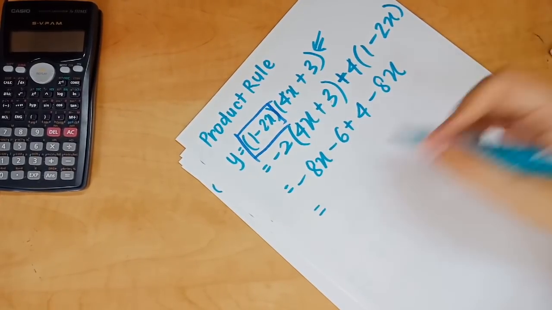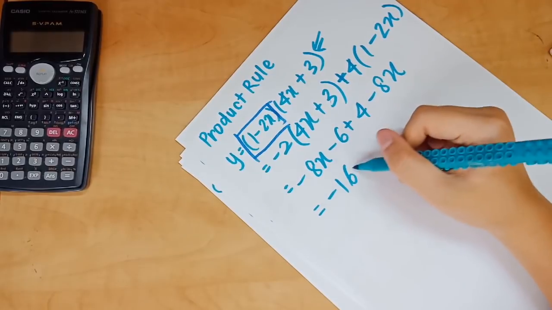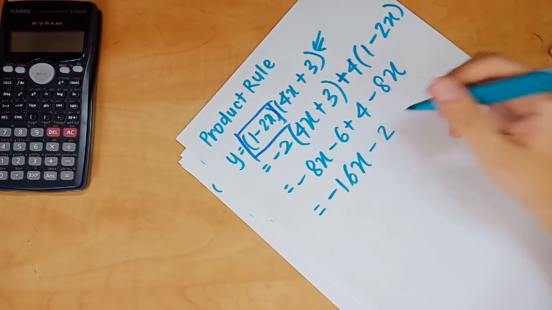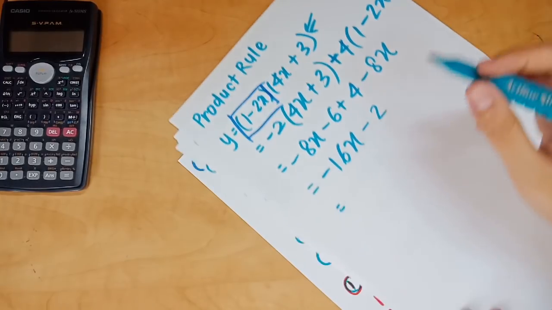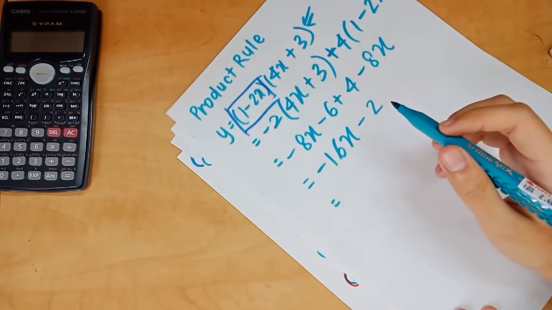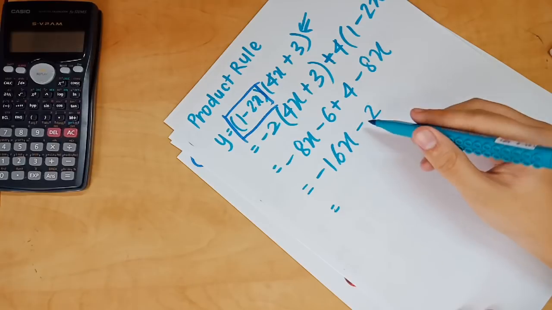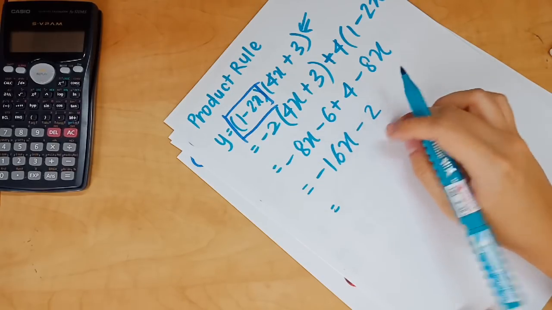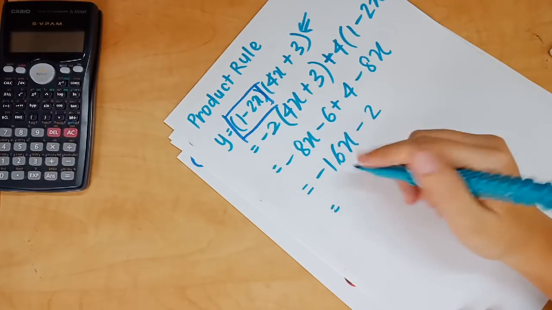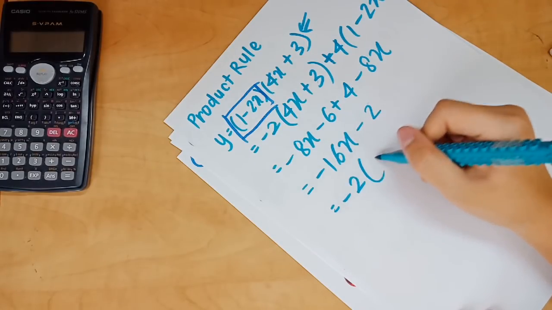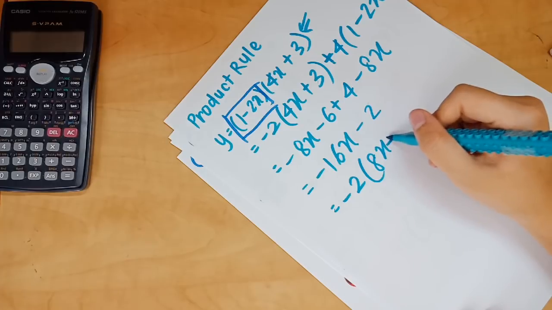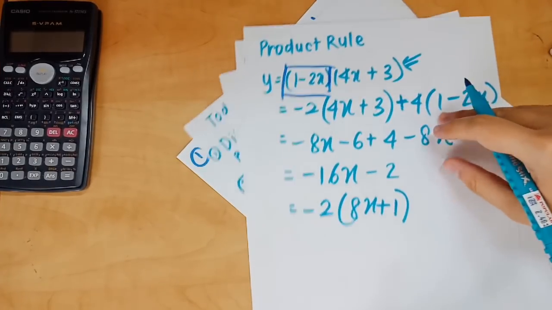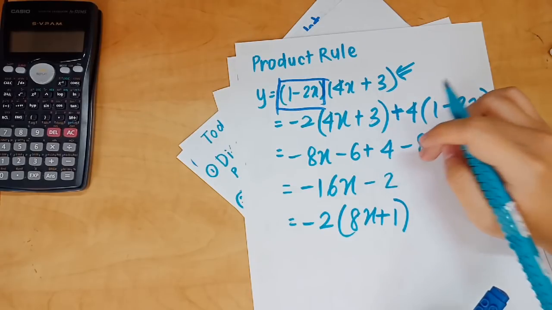Bring the unknowns together and the numbers together. And when it comes to the final answer, factorize the answer if you can. So what you can see is negative 2 is a common factor of these two terms. So you bring out negative 2. And this is your final answer.